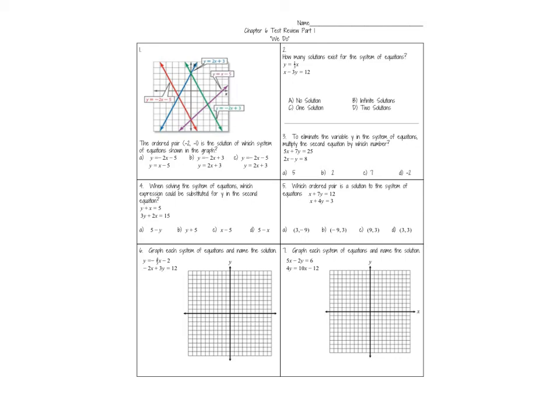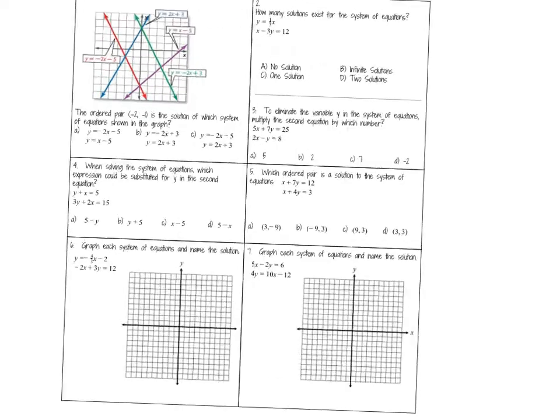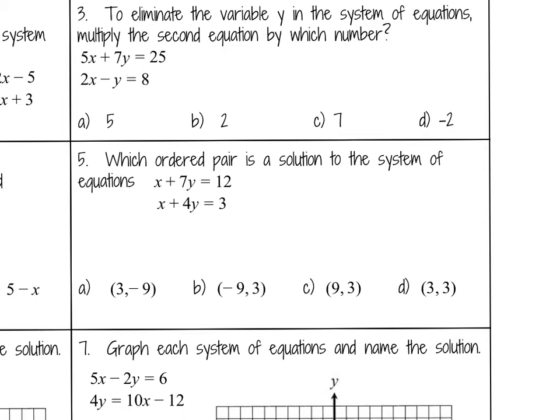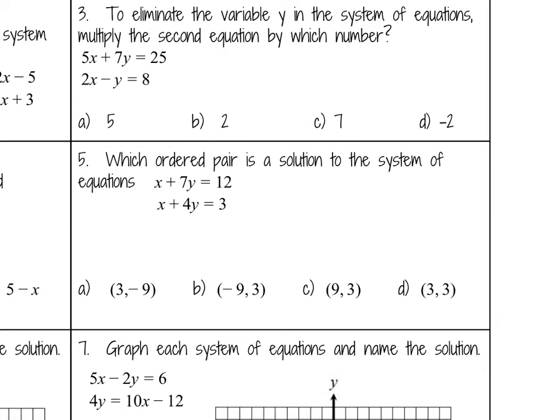Okay, here we are with Chapter 6, Test Review Part 1. We're going to be working with numbers 5 through 7 in this little video, so let's get ourselves settled on problem number 5 here. Okay, so now in this particular problem, they're asking me which of the following ordered pairs is a solution to the system of equations.